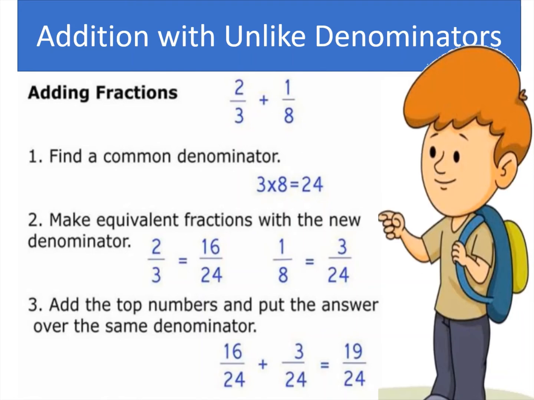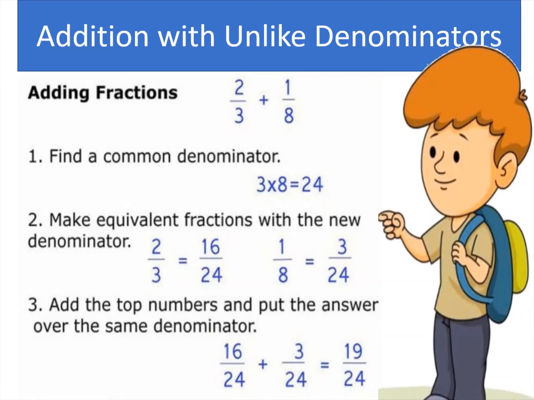Denominators are 3 and 8. We can take the LCM of that, or we can multiply, as we have done in it. 3 8s are 24, and we can recheck that the number should come in both the tables. Okay, 3 8s are 24 and 8 3s are 24.